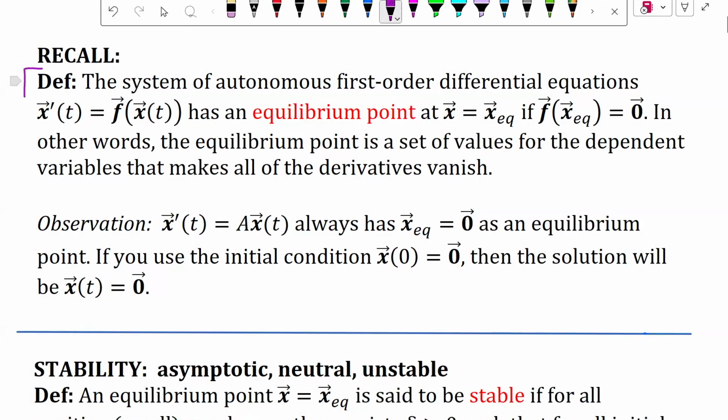First, a brief review. We know what the equilibrium points of an ordinary differential equation system are. They are those points that make the derivatives vanish. Now note that if we have a homogeneous system of ordinary differential equations, then the zero vector is always going to be an equilibrium point, and in fact, it will be the only equilibrium point. If your initial condition is also the zero vector, then the solution will be zero for all time.